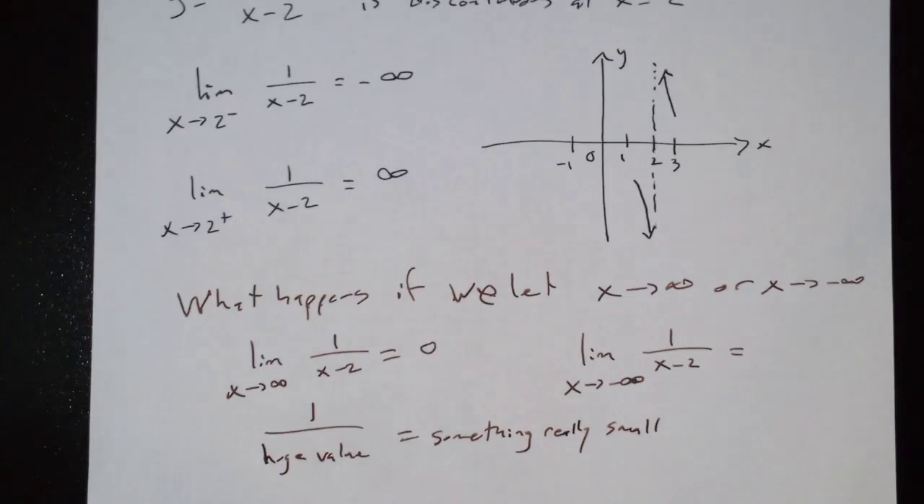Now, what's the only difference between this and this? Instead of going to positive infinity, we go to negative infinity. What changes in the way I do this setup now?